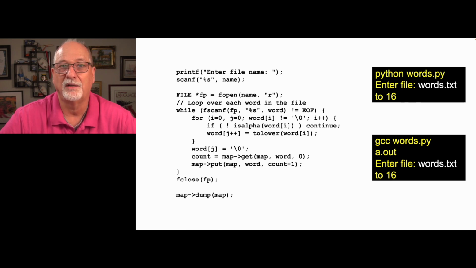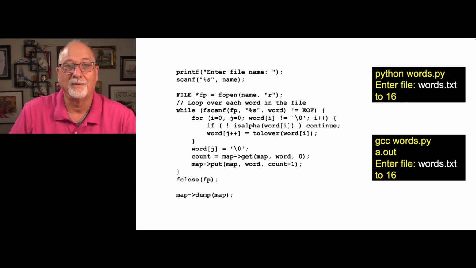If we don't get an end of file, we're going to write a for loop to go through word and call tolower, which is in ctype.h. And then we are going to carefully put a new line at the end of word. And then we're going to get the current count with map get. We pass map, which is like self, word is the key, and 0 is the default. And then we're going to do a map put into the word position with count plus 1. And then we're going to close the file, and we're going to dump the map.